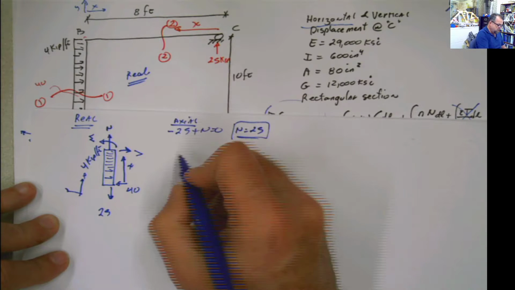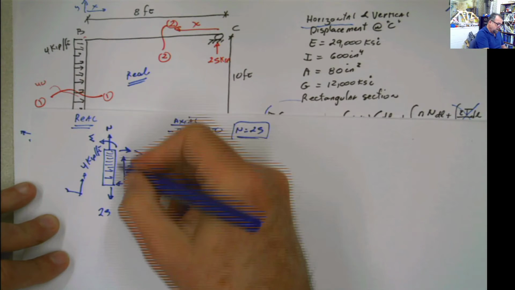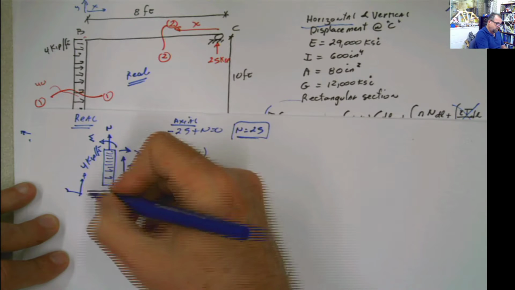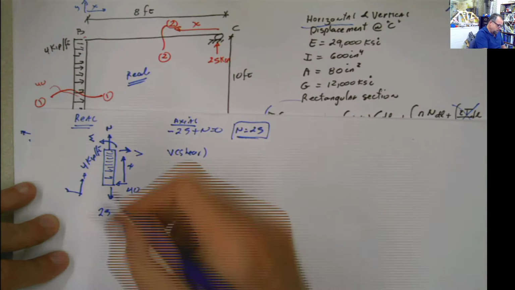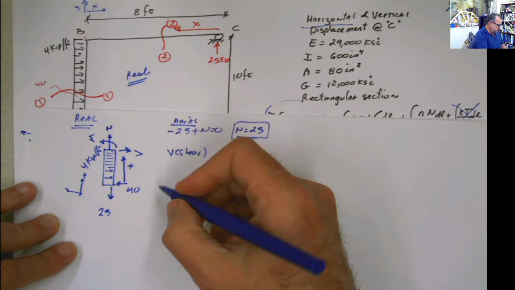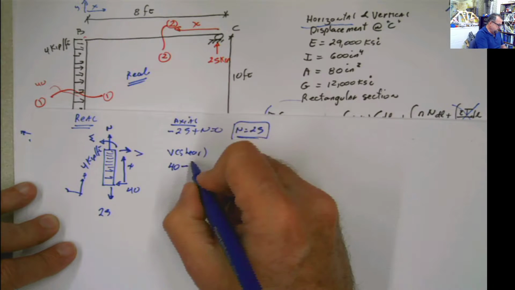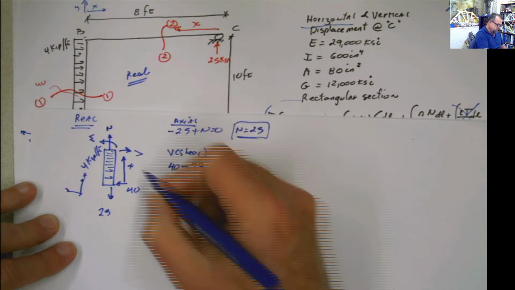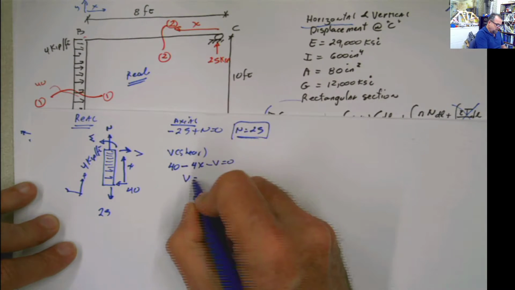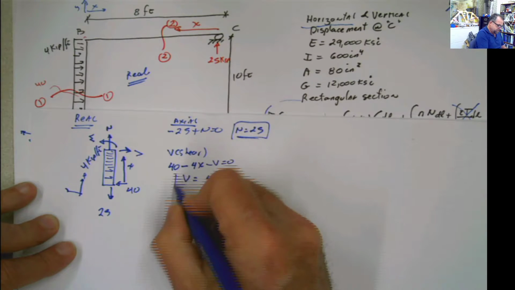Now let's go for the shear. If it's for the shear, then I do summation of forces in y, meaning this is y, this direction. You can flip it if you want to. Then what do you have? I don't know in what direction you're going, but you can say that you have 40 minus 4x minus V equals 0, and then V is going to be equal to 40 minus 4x. There you go.